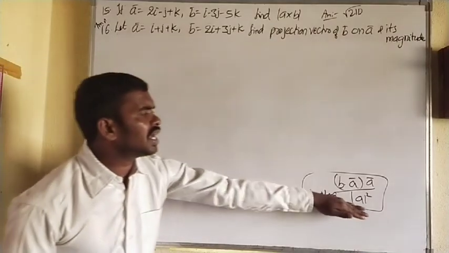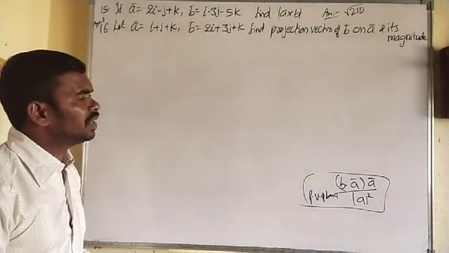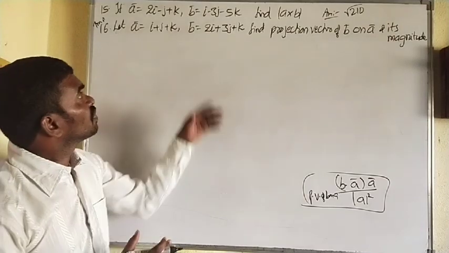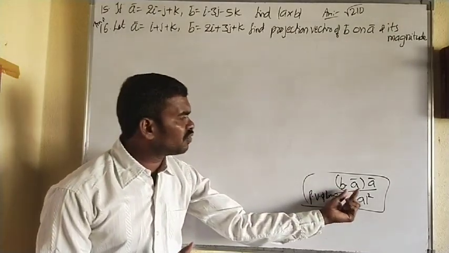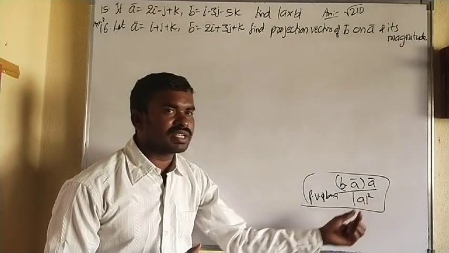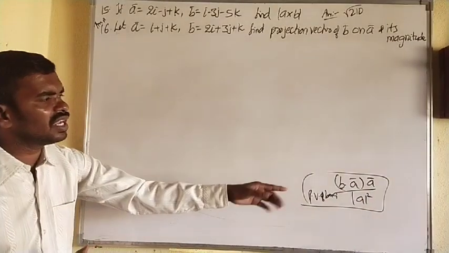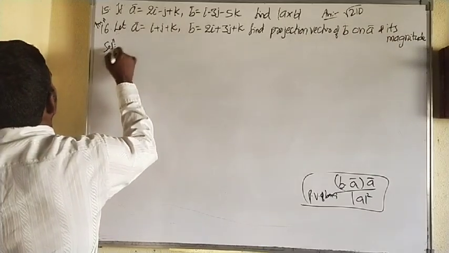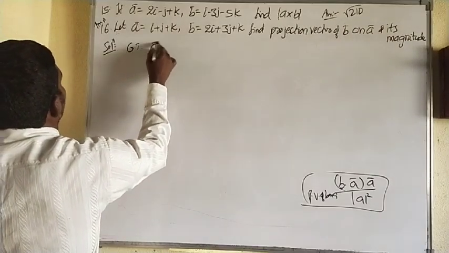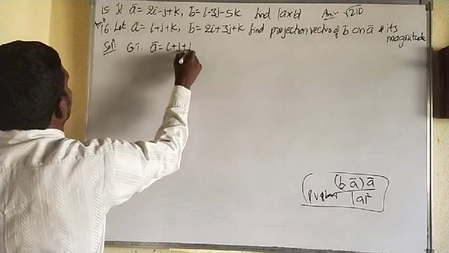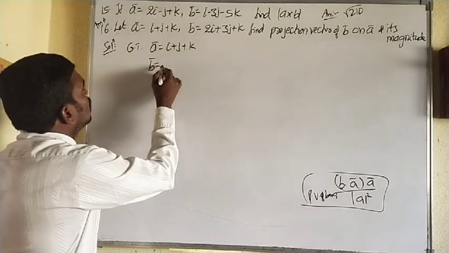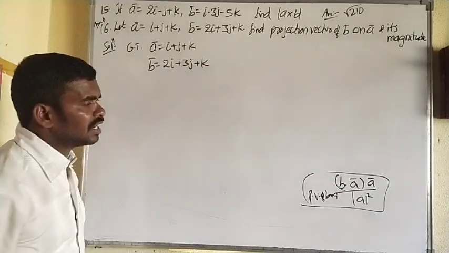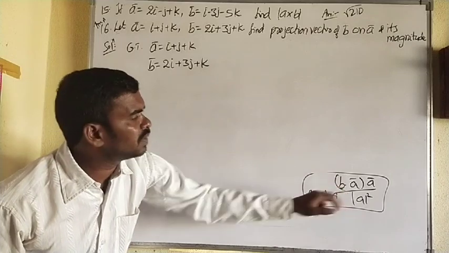So the formula is numerator (b bar dot a bar) into a bar, by mod a bar square. This is the formula. So a is given, b is given. We need to find b dot a and mod a. After finding those two, write the formula and simplify. So, solution. Given that a bar equal i plus j plus k and b bar equal 2i plus 3j plus k. First I am going to find b dot a.